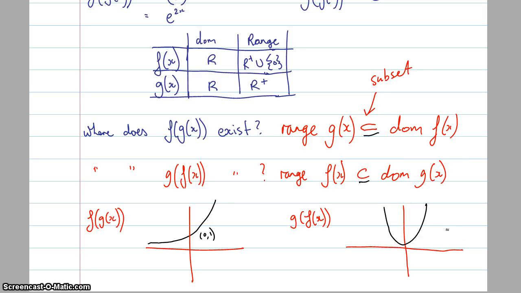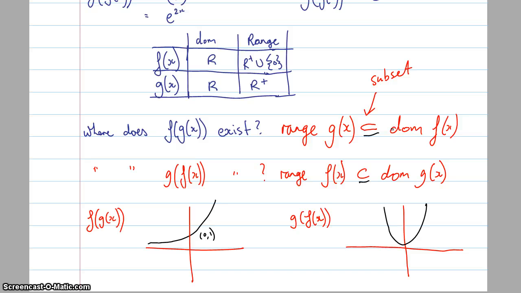But the important thing out of this is that they both exist everywhere, because of this little rule here: the range of g of x is a subset of the domain of f of x. There's a good reason as to why that works, but maybe you just need to learn that for the moment. Okay, so that's what we're going to be doing for lots of different examples.